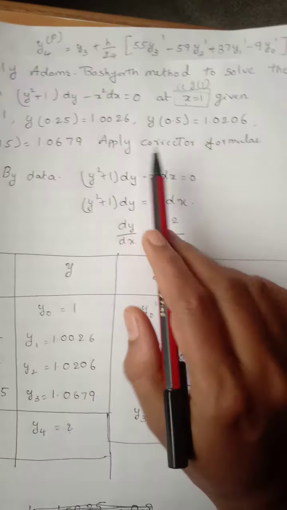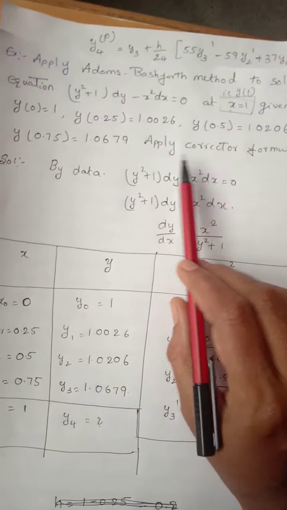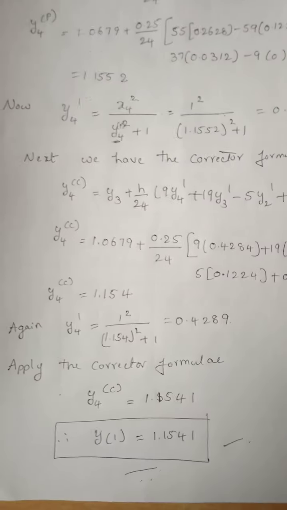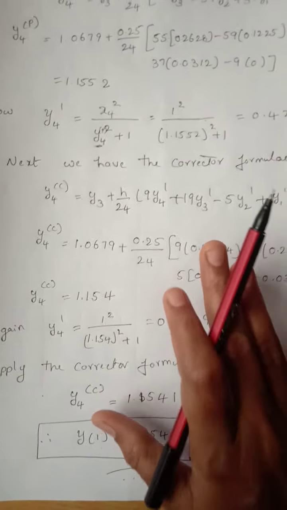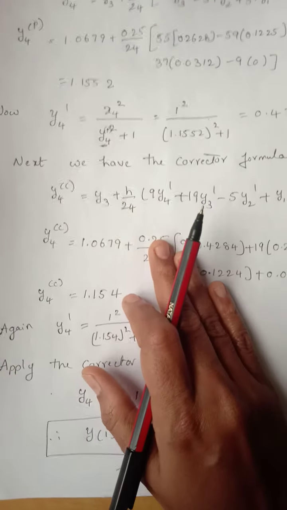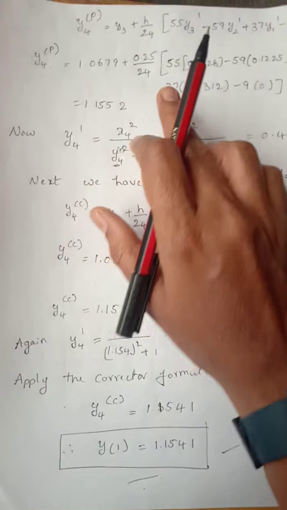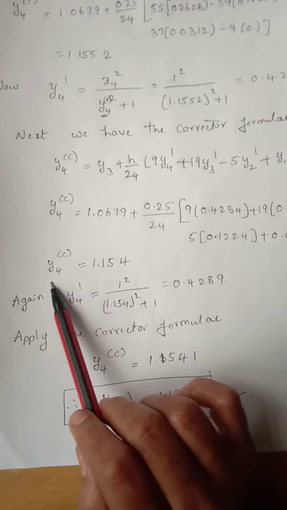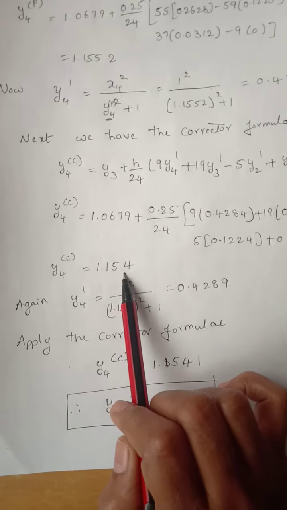So here in the problem, they have not mentioned how many times to apply the corrector formula. So we repeat the corrector formula until at least 3 decimal values are the same. Only the corrector formula will be repeated, not the predictor formula. Okay. So this is the corrector value I got here, 1.154.